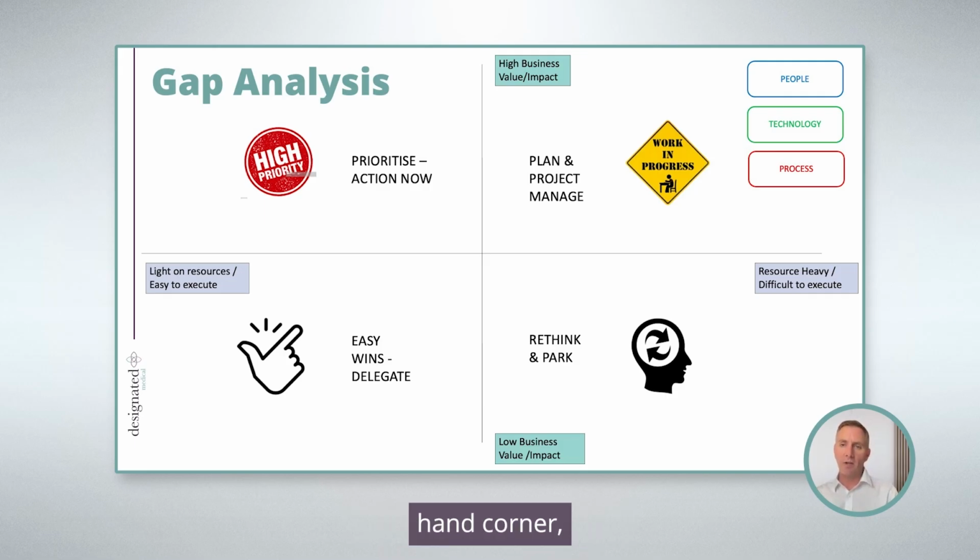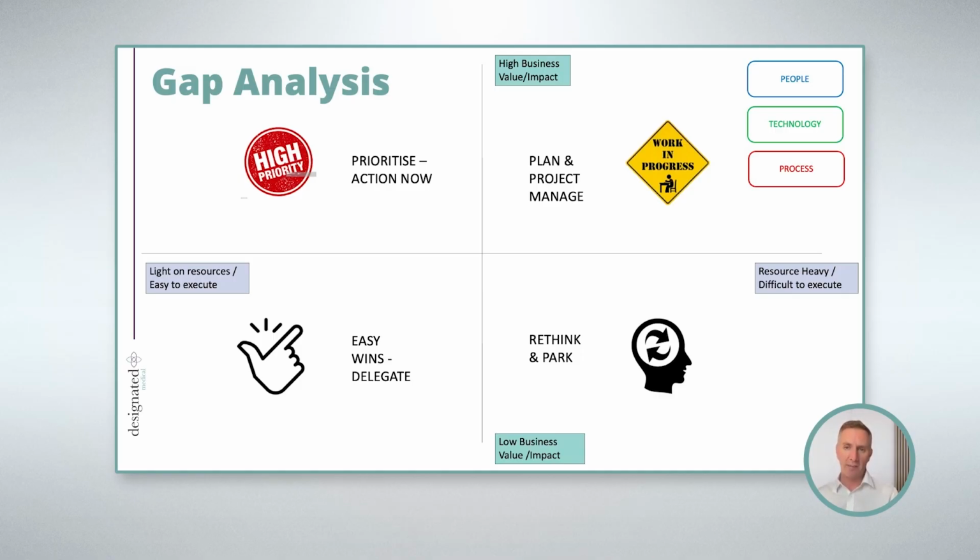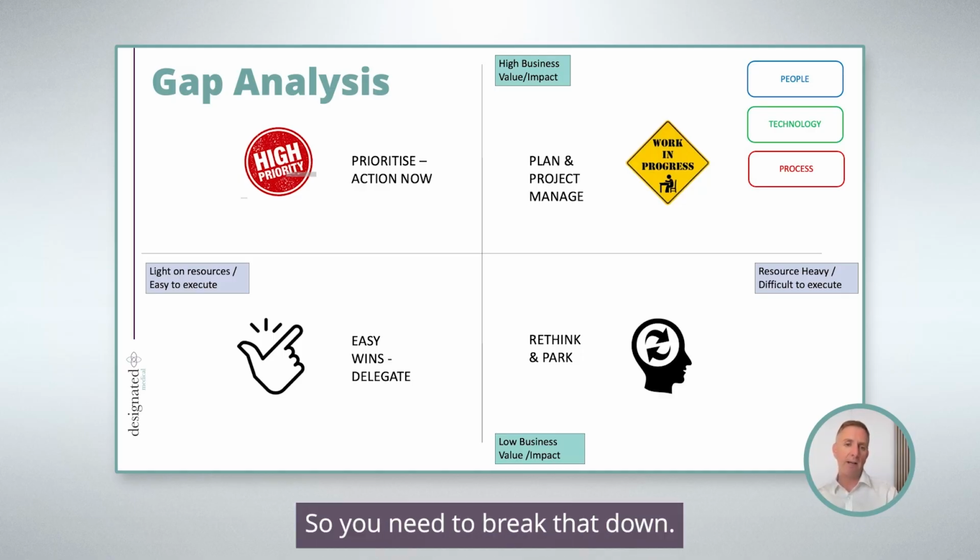In the top right-hand corner, you've got your work in progress. These can deliver high business value and impact, but they may be relatively difficult to execute and quite resource heavy. It may take 12 months to deliver this work. It may be a new clinic that you're looking to launch or a new set of services, but it may be expensive. So you need to plan and project manage this, break that work down into smaller chunks with a team, and then delegate that. It's quite a lot of heavy lifting, so you need to break it down.